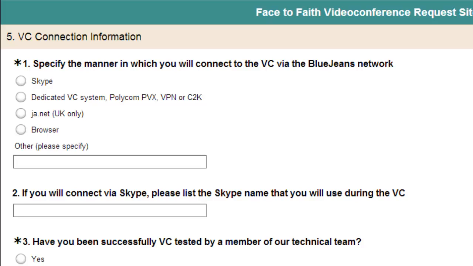Now, these days we all connect to the video conference through the Blue Jeans network. And one of the things about the Blue Jeans network is it gives us a lot of options. Okay? If you're in the UK, you'll probably be connecting through Janet, which is a UK schools network. Most people will be connecting through either Skype or browser, depending on whichever you have tested. Make sure you use the one you have tested. Those of you who have a dedicated video conference room will be using that. There are some other options, but if you don't know about them, that's probably because you don't need to know about them, so don't worry.